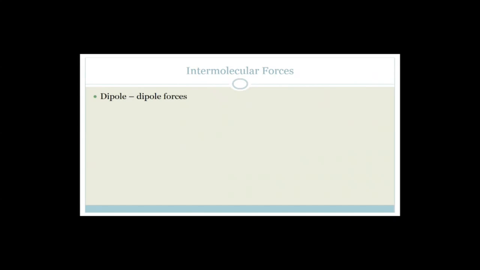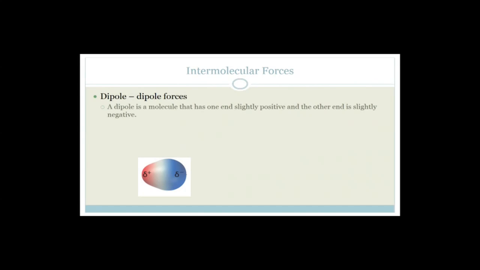First of all, there are dipole-dipole forces. So a dipole is a molecule that has got one side that is slightly positive and the other side is slightly negative. So what you're looking at is a polar covalent molecule that is slightly positive on one end and slightly negative on the other.